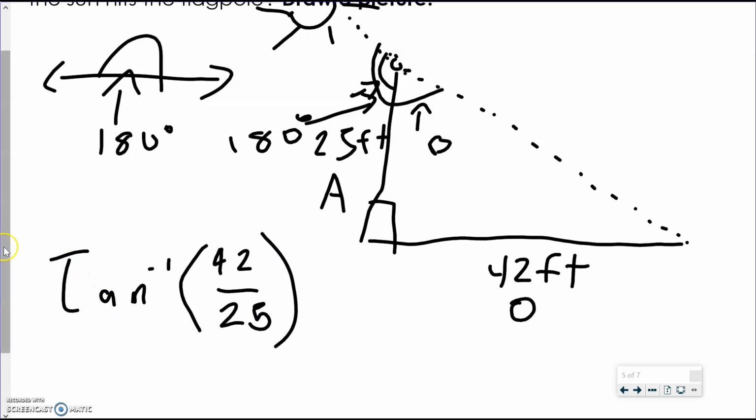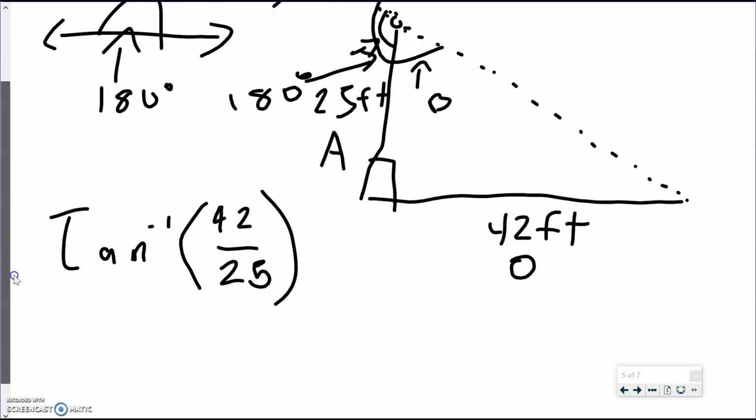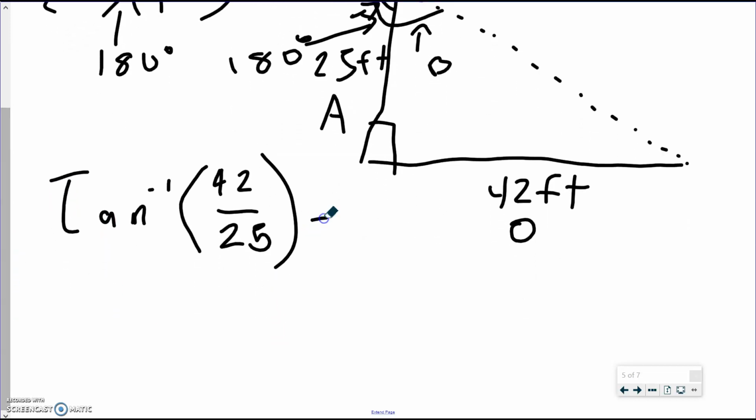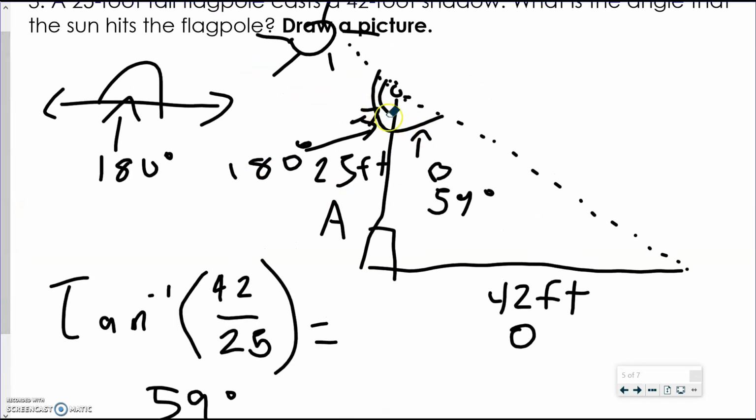So again, if we solve for the tangent inverse of 42 over 25, that would equal 59 degrees. So we know that angle B here is 59 degrees. And again, that's not the angle I'm looking for. I'm looking for this outside angle right here. If I know that this straight line is 180 degrees, then I can take 180 minus 59 and get the angle that the sun is hitting the flagpole at.